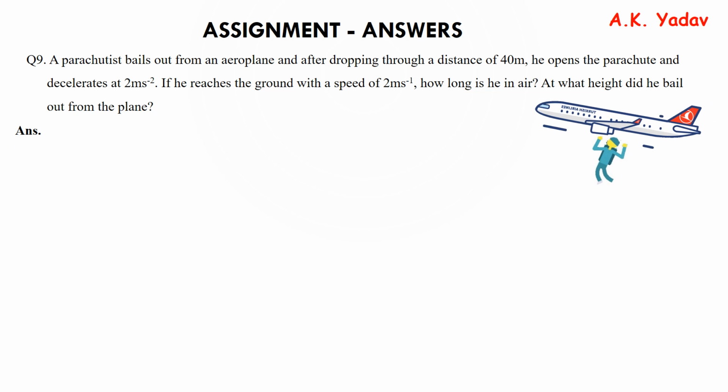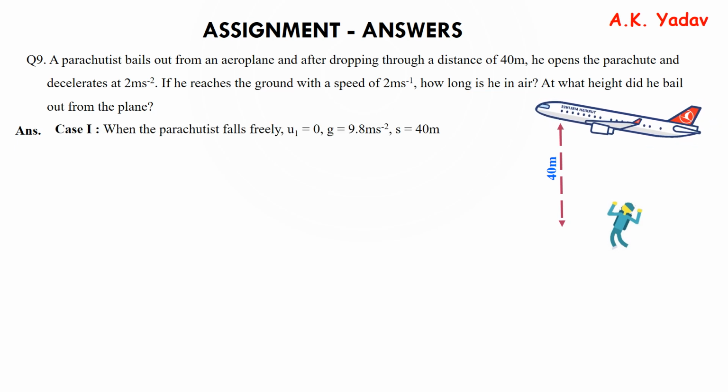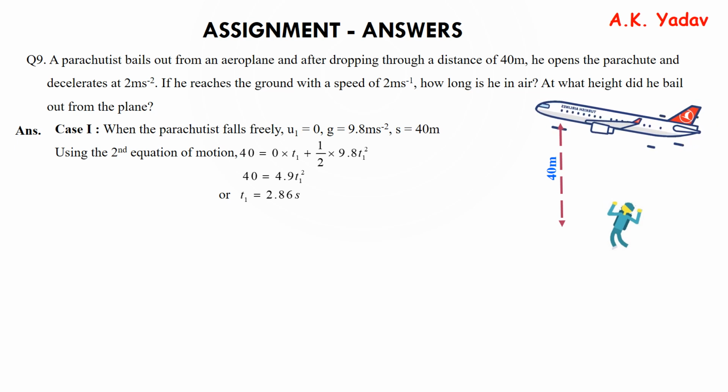So this is the plane, this is the parachutist, he drops. Okay, so he covers a distance of 40. So in case 1, that is when he drops, u1 is 0, g is 9.8, s is 40. So let's use the second equation of motion, that is s is equal to u1 t1 plus half a t1 square. Let's put all the values and solve to get t1 is equal to 2.86 seconds. Now let's use the first equation of motion, that is v equal to u plus at.